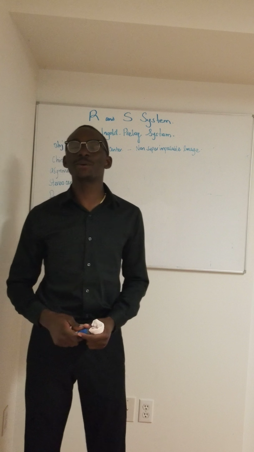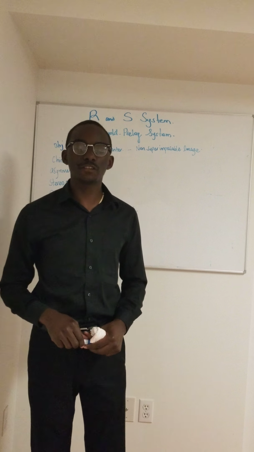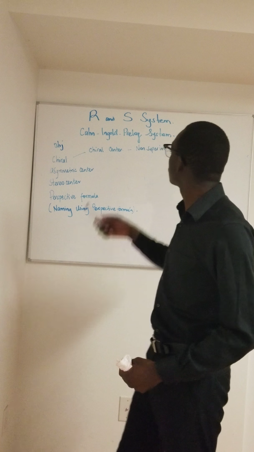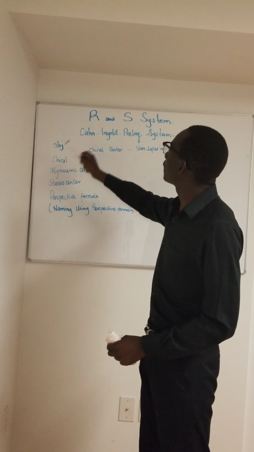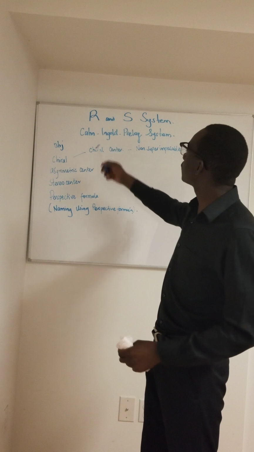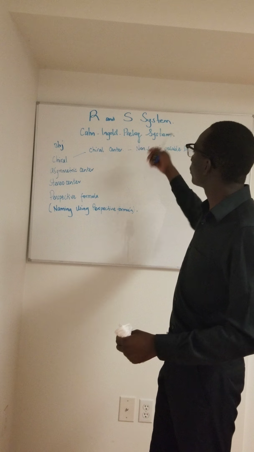Welcome to this tutorial. In this section we are going to be discussing organic chemistry 1, and today's topic is the R and S naming systems. These were discovered by the three scientists, Cahn, Ingold and Prelog. So we call it the Cahn-Ingold-Prelog system.